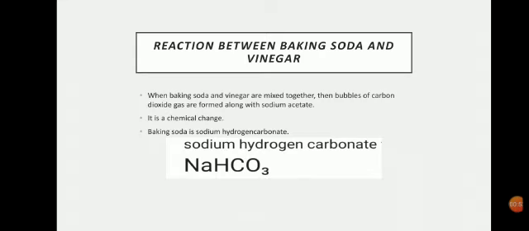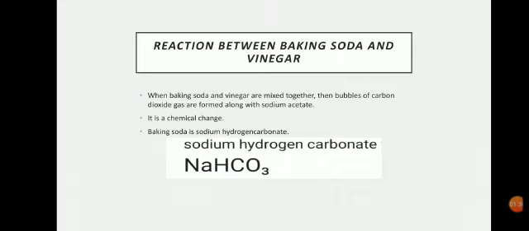Now what happens when baking soda and vinegar are mixed together? Bubbles of carbon dioxide gas are formed along with certain other substances, right? When baking soda reacts with vinegar, it forms carbon dioxide gas as well as sodium acetate. We will come to know about that later. As a totally new substance is produced, that is sodium acetate and carbon dioxide, we refer to this reaction as a chemical change, right?